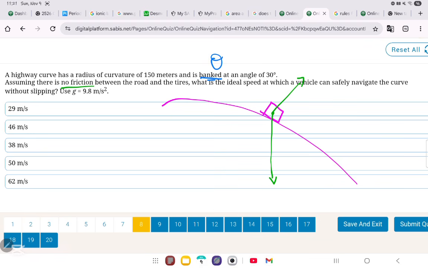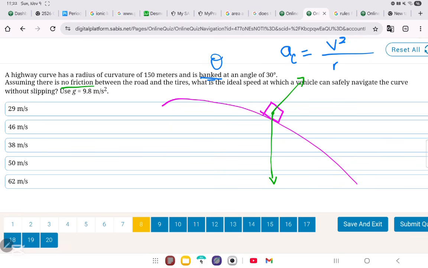Now, there's something we need to know from a side, and that thing is that the acceleration on a curve is equal to what? Is equal to v squared over r. V squared is the velocity or speed squared, and r is what? Is the radius of curvature, okay? So, they want the ideal speed at which the vehicle can safely navigate. So, there's no force being exerted on the vehicle that will push it this way.